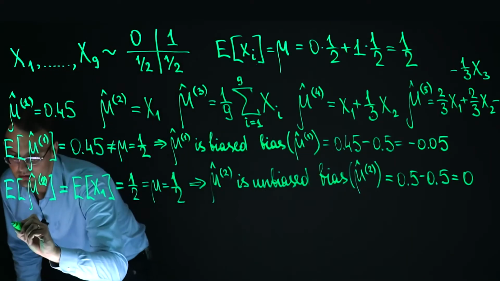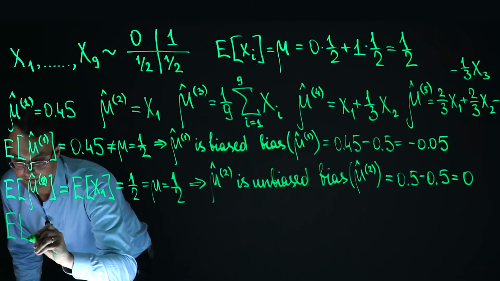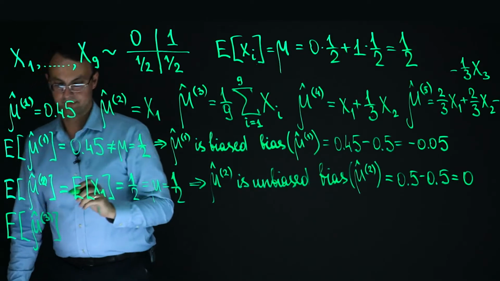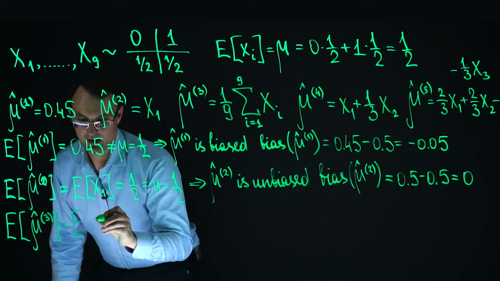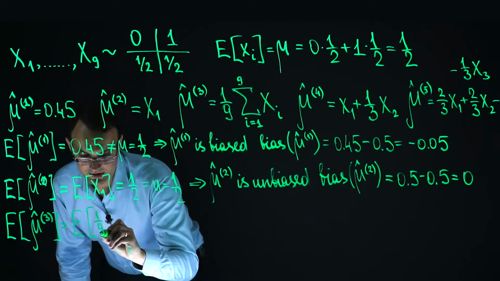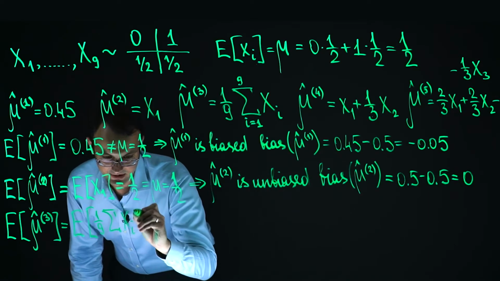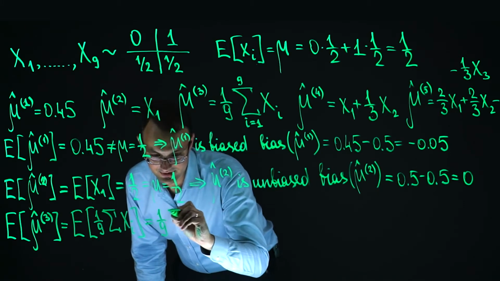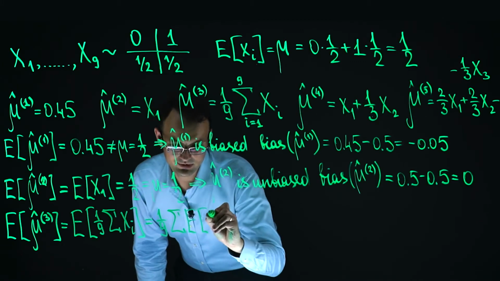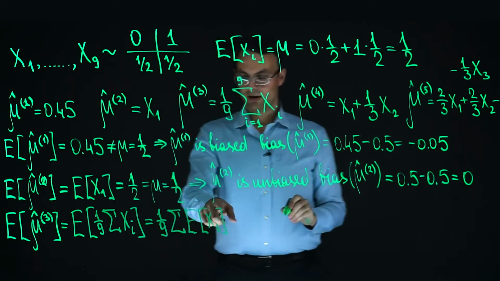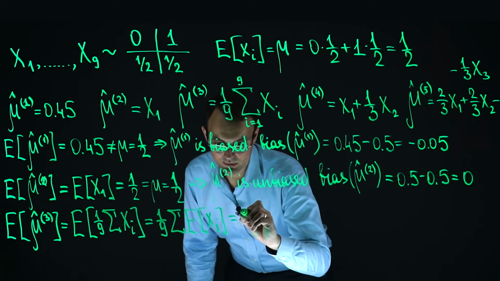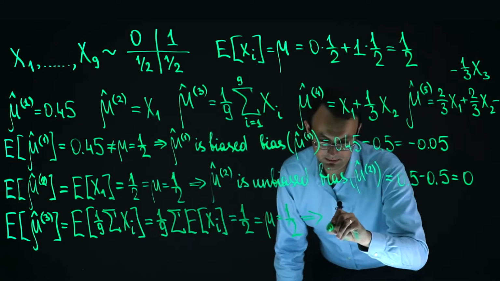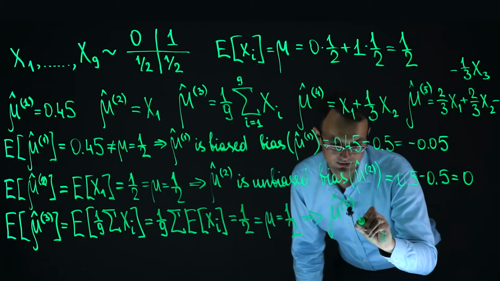Then E of mu hat 3 is E of 1/9 times the sum of xi's, that is 1/9 times the sum of the expected values of xi's, and they are all 1/2, and so this is equal to 1/2, and this is equal to mu. So mu hat 3 is also unbiased.